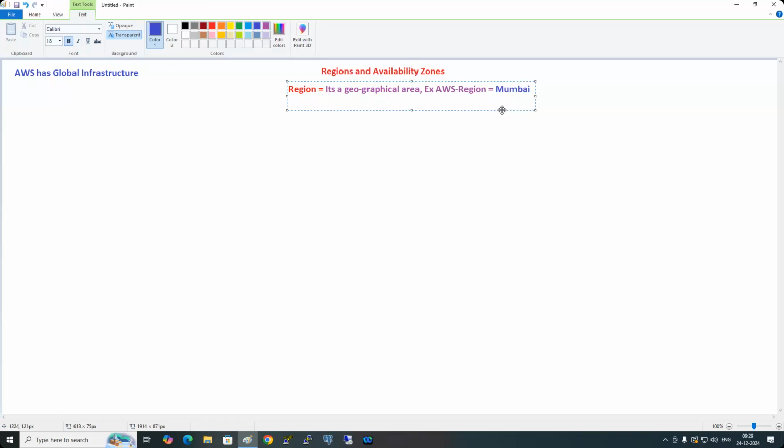And then some students say, sir, we are from the US, sir, we are from some other place. So guys, remember, whichever location you are in, it doesn't matter, it's not mandatory for you to select Mumbai. Whichever is near to you, you can select that region.